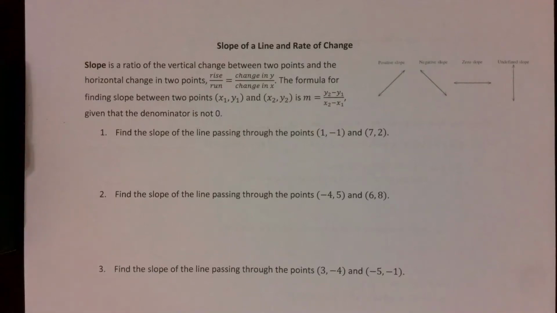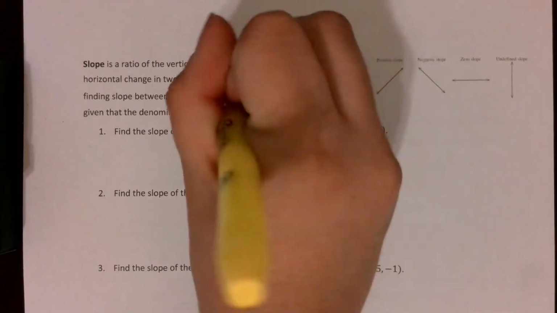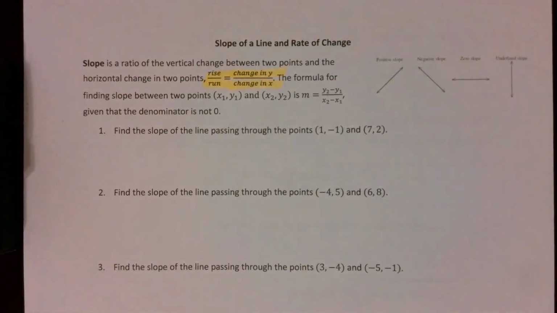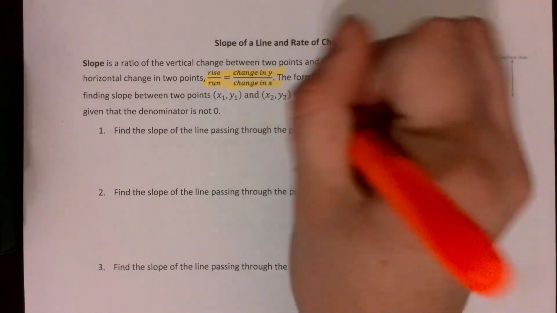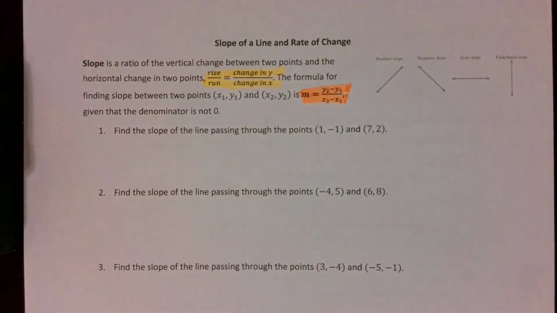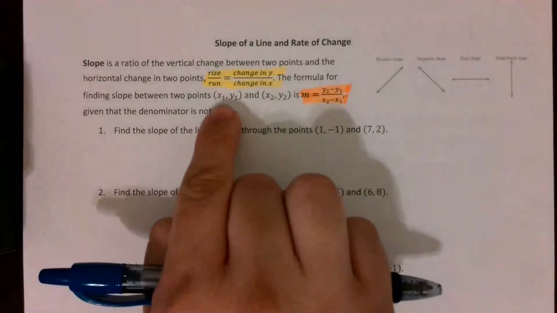Okay, so for this one, I am talking about slope. Remember, slope is the same thing as rise over run, or change in y over change in x. The actual slope formula is m equals y2 minus y1 over x2 minus x1. The only condition is that our denominator cannot be 0. x1, y1 is our first point, x2, y2 is our second point.